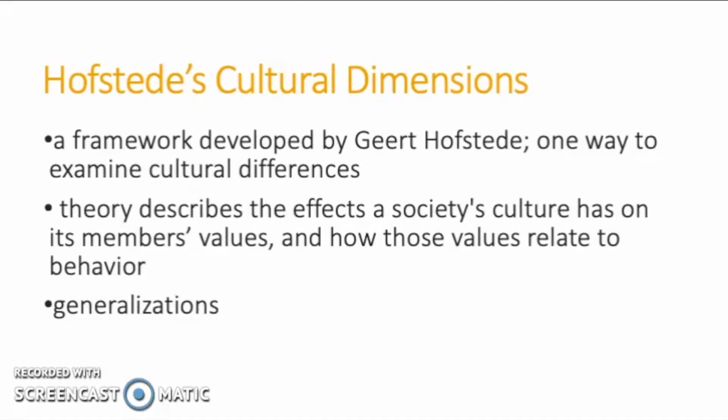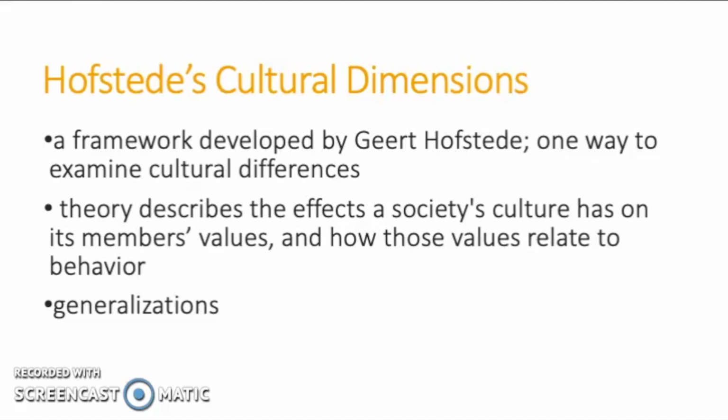So, Hofstede's cultural dimensions. These are a framework developed by Geert Hofstede, one way to examine cultural differences. His theories describe the effects a society's culture has on its members' values and how those values relate to behavior. They're basically generalizations. An example of one of those is power distance. So people feel reassured that those in charge should be in charge and look for and expect to find comfort in clear directives, versus low power distance, where we tend to look at hierarchies as valuable only when necessary.